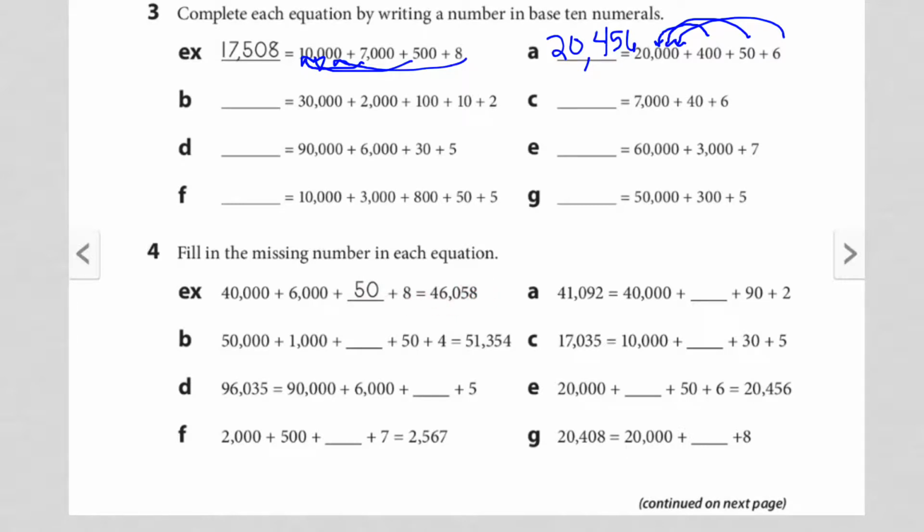So if you look at A, I see 40,000 right here, which pairs right there. But then I don't see anything for this 1. So this 1 is in the thousands spot. So I need to put 1,000. This 90 goes right here. And then this 2 goes right there. So we know 1,000 is my answer.